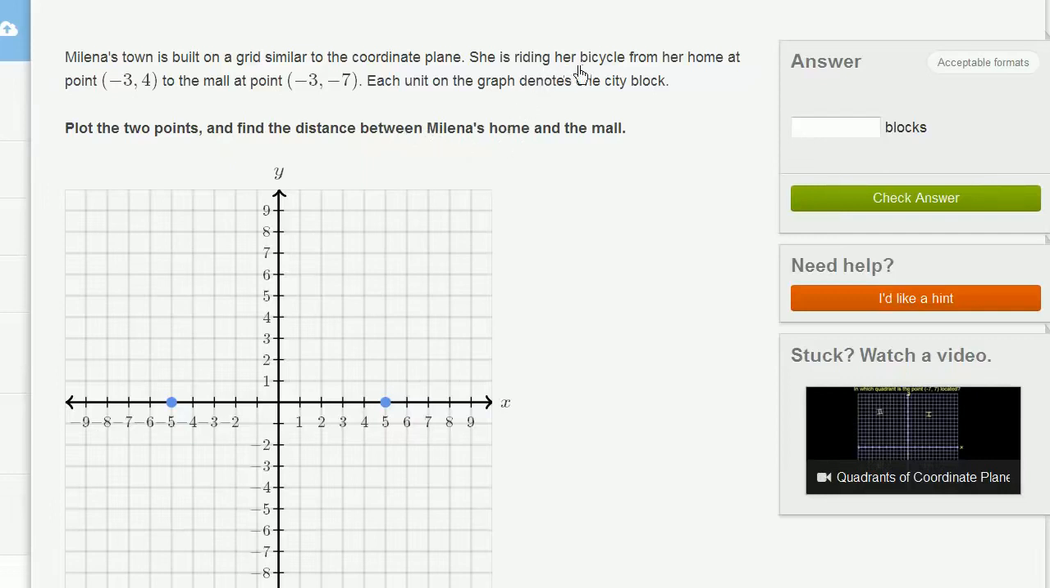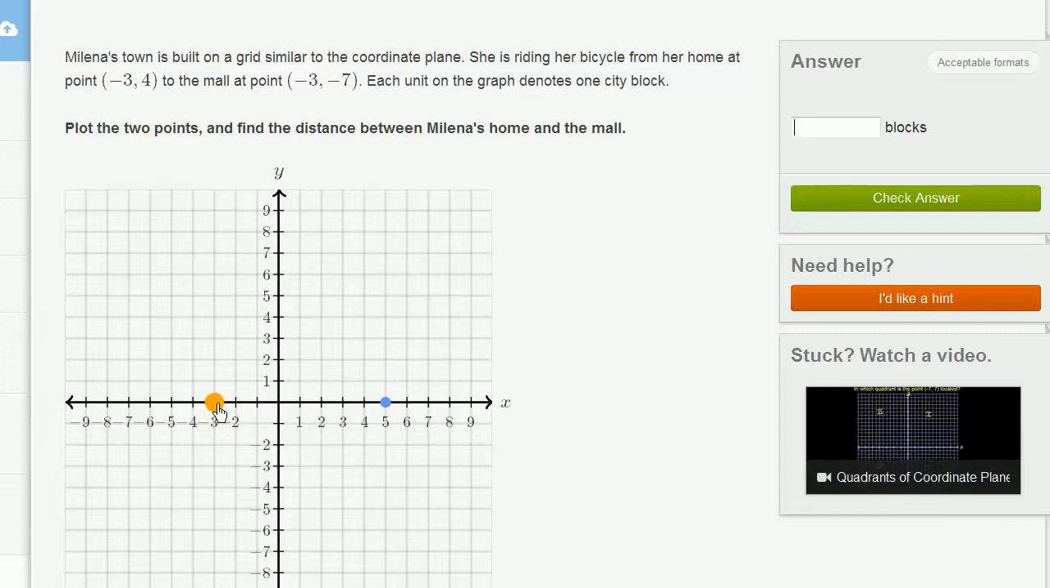So let's see, they tell us she's riding her bicycle from her home at the point -3, 4. So let's plot -3, 4. Now I'll use this point right over here. -3 is our x coordinate, so we're going to go 3 to the left of the origin. 1, 2, 3. That gets us to -3.